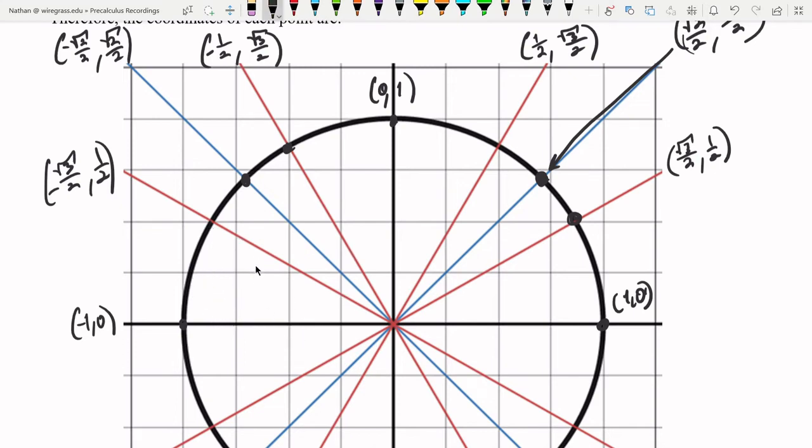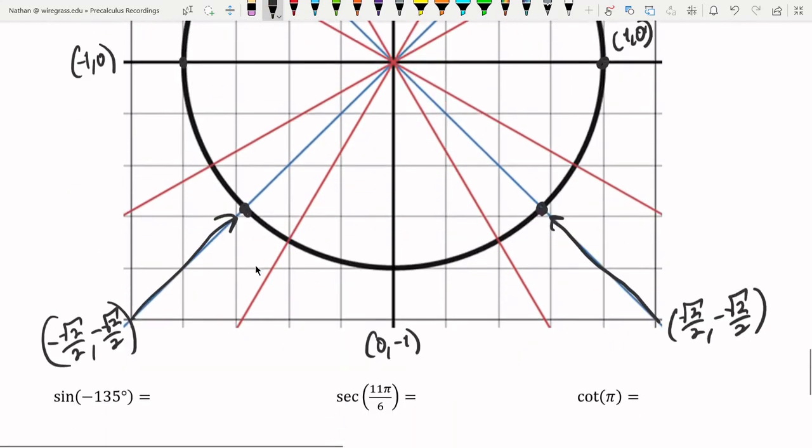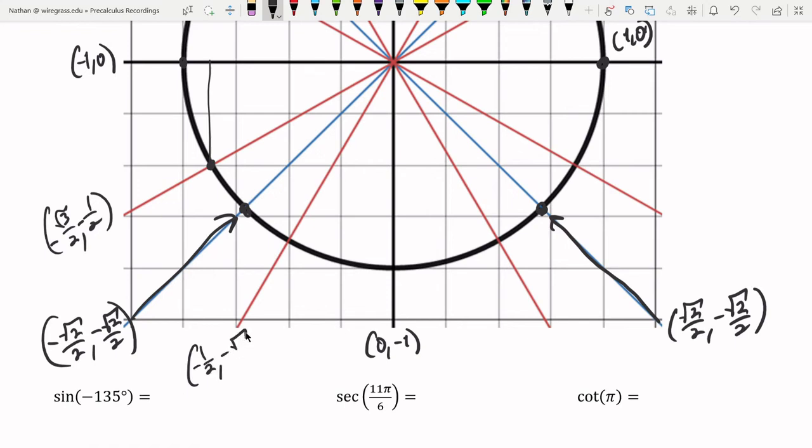And then continuing. So let's go down here. This one, both x and y have to be negative. Here we have a shorter y coordinate, so we know y is going to be 1/2. X is going to be root 3 over 2. They're both going to be negative. This one here is going to be negative 1/2, negative root 3 over 2.